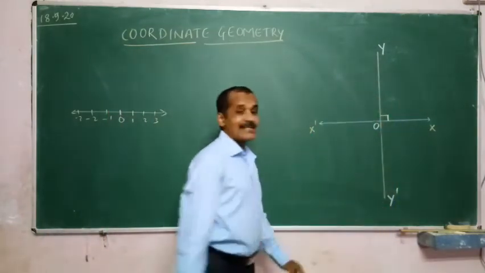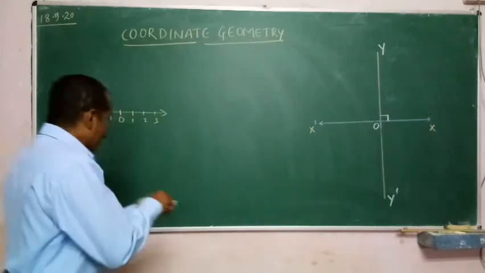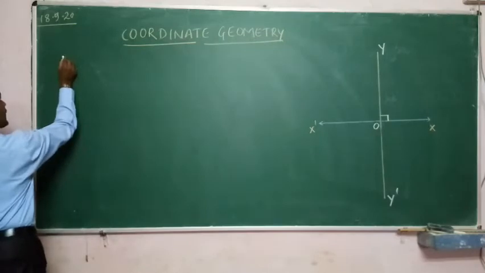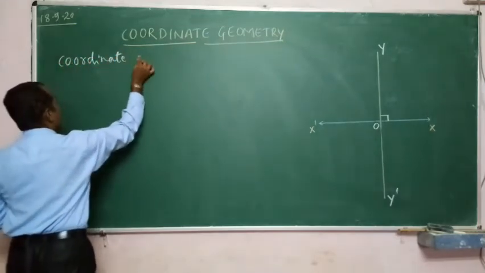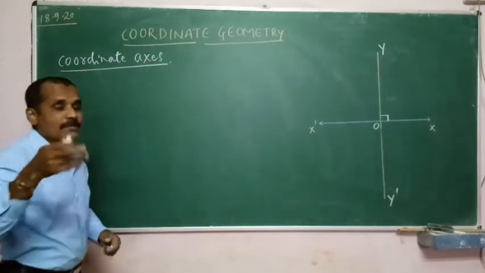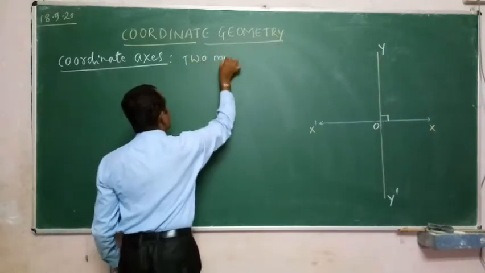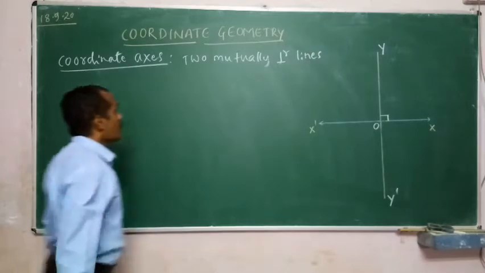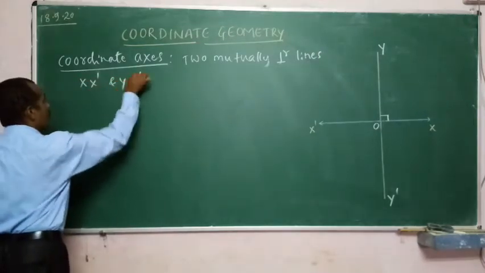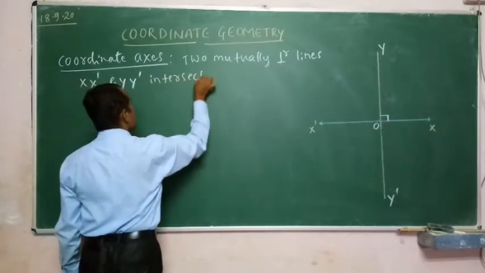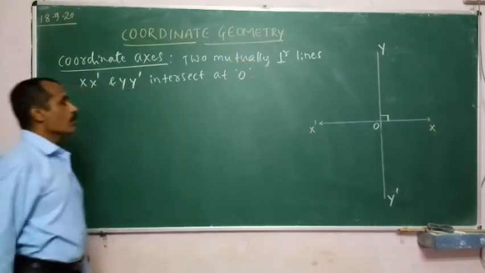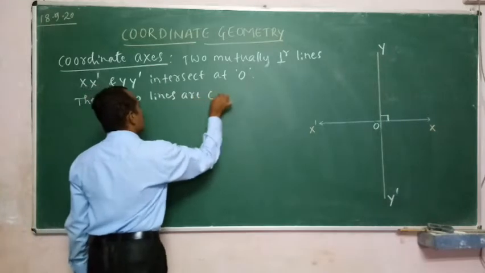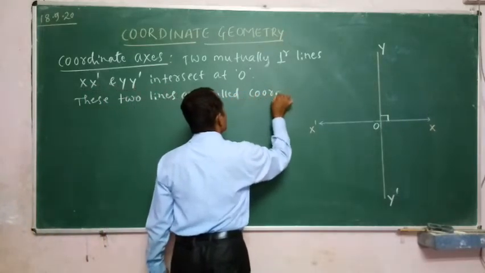These two lines are called coordinate axes. I will write first. There are so many definitions in this chapter. One by one we will take. I will start with the first, coordinate axis. Axis, plural form is axes. Two mutually perpendicular lines, x dash and y dash, intersect at O. These two lines are called coordinate axes.